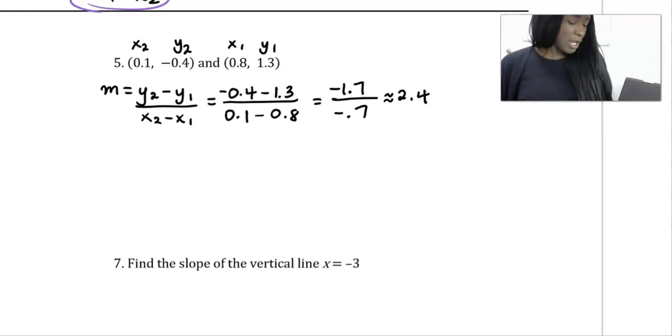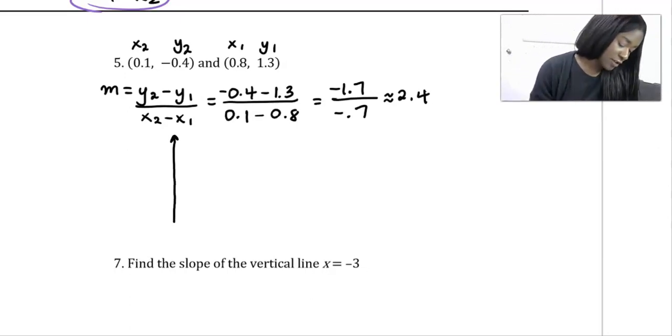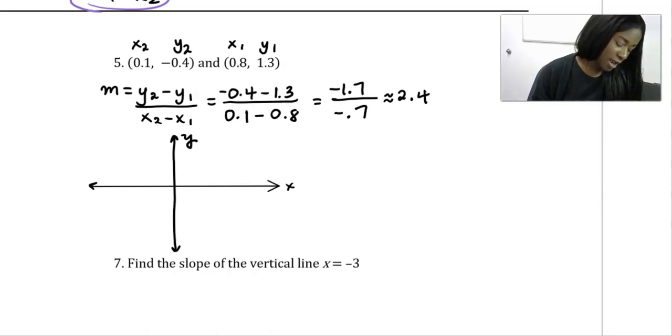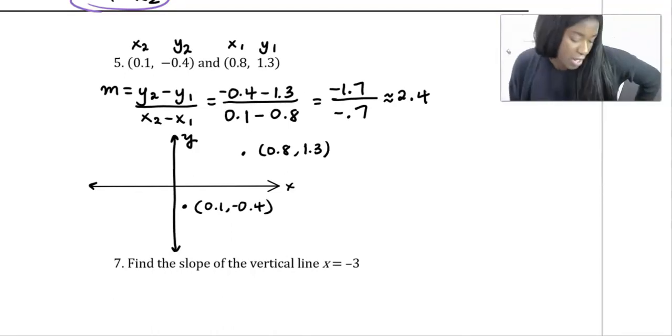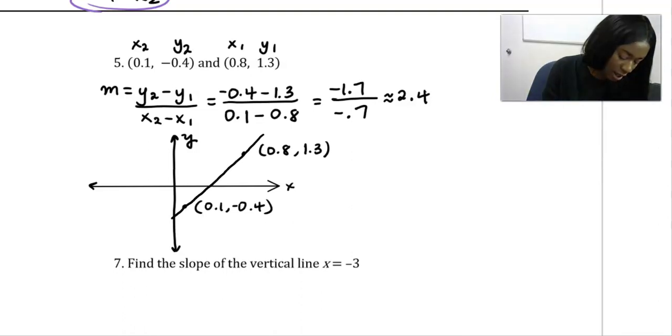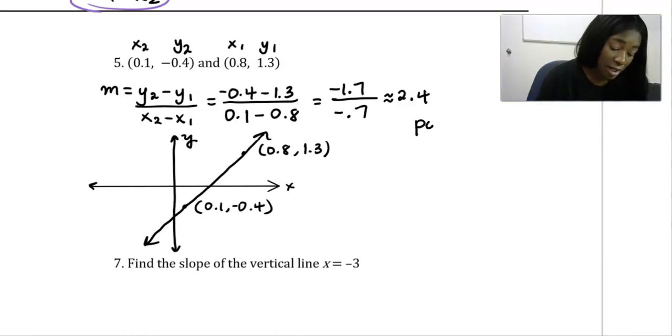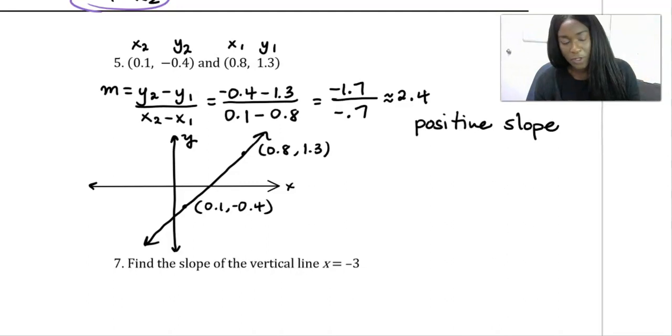about 2.4. So now, same thing, I'm going to plot these points just to give us an idea of what this line looks like. The point 0.1, negative 0.4, let's say that's about right there. Just go right and down a little bit. And then the point 0.8, 1.3, I'll say that's about right here. These are very rough estimates, okay? As long as we place things about where they should be, we'll be fine. Because I want you to see what a line looks like if it has a positive slope. So this line, we calculated the slope and we got 2.4, that's positive.